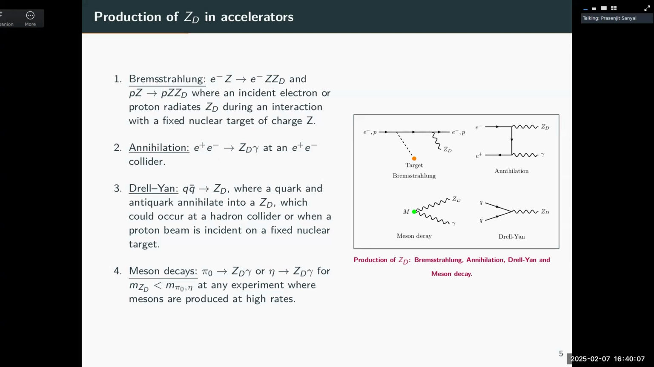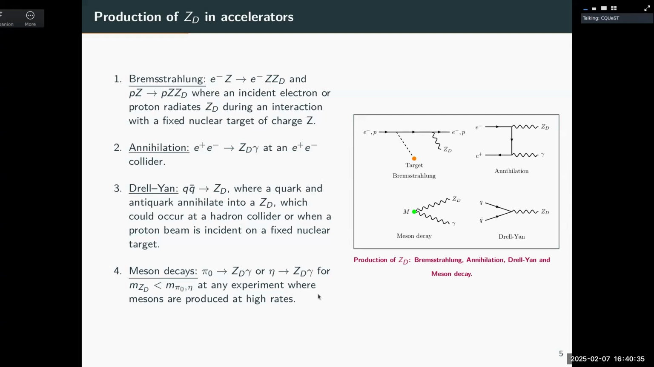This is the conventional search strategy done in the lepton colliders. And then comes the Drell-Yan process, which is a q q-bar annihilating to dark Z. And this is the standard search strategy in hadron colliders like the LHC. And the last one is the meson decays, where neutral mesons like the pion can decay into dark Z in association with a photon.